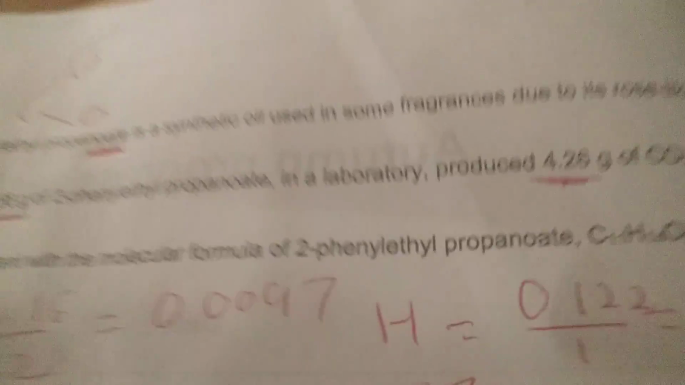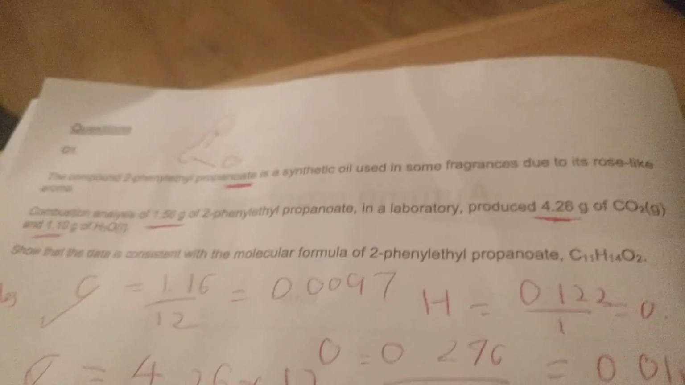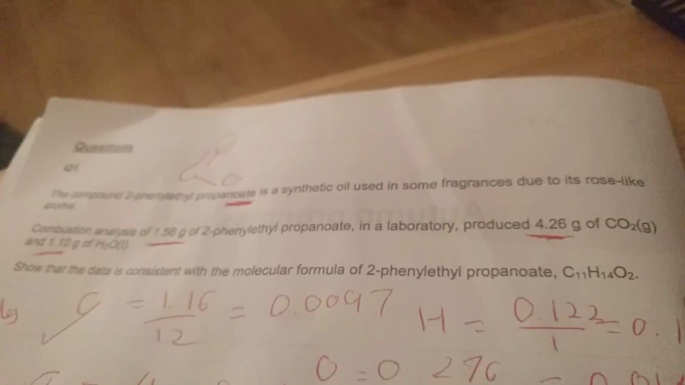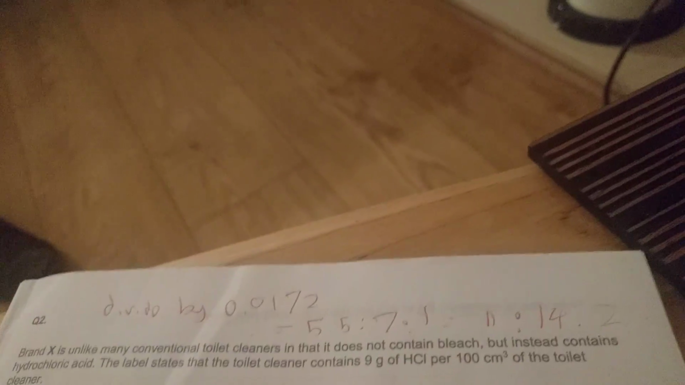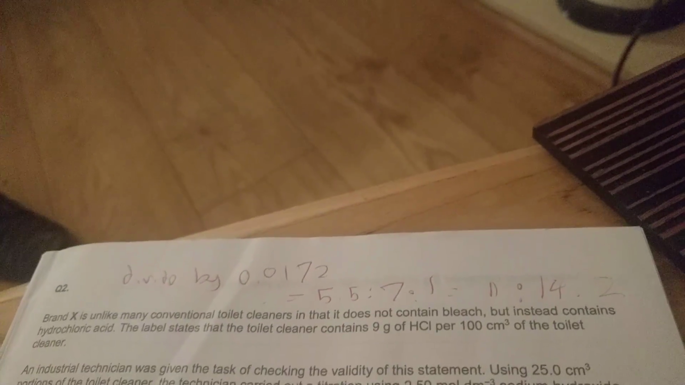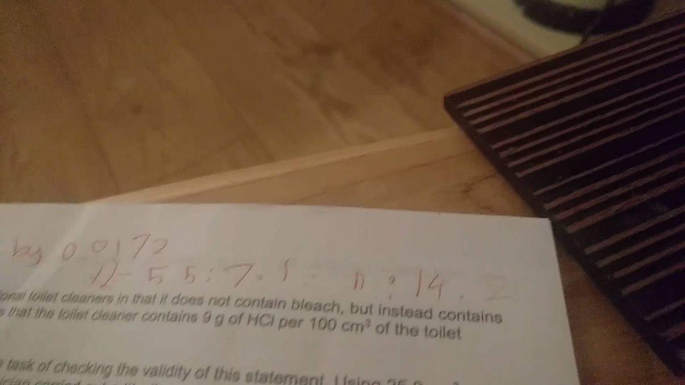Third mark is I need to work out the number of moles in each case by dividing the mass by the relative atomic mass of each of the species. So 12 for carbon, 1 for hydrogen, and 16 for oxygen. So that's my 3rd mark. My 4th mark is by ratio, so divide by the smallest number. That gives me 5.5 to 7 to 1. I can't have half an atom in my molecular formula, so therefore I need to multiply the whole thing by 2, which gives me C11H14O2.